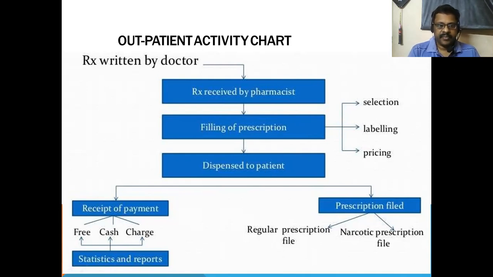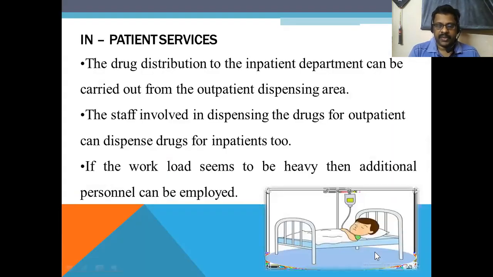Then it is dispensed to the patient. After that a payment receipt will be issued, and a copy of the prescription will be filed in the pharmacy for our reference, and this is the systematic procedure. In the prescription, if it is a regular prescription, it will be filed separately. If a prescription contains narcotic medicines, then it will be filed separately. This is the system we follow for outpatient services.